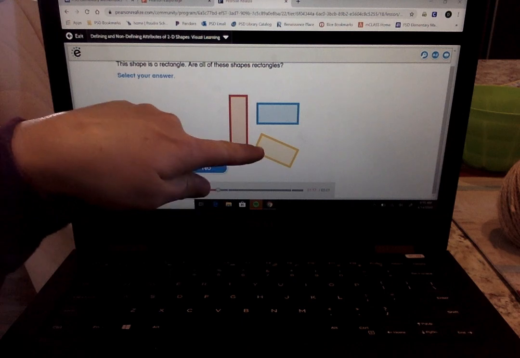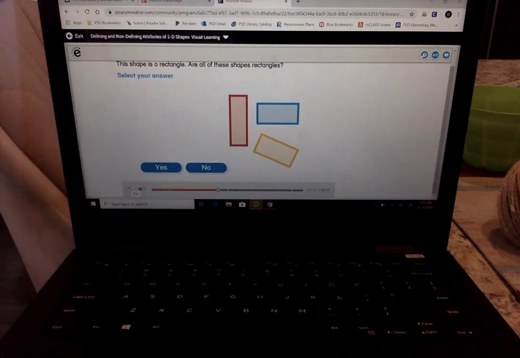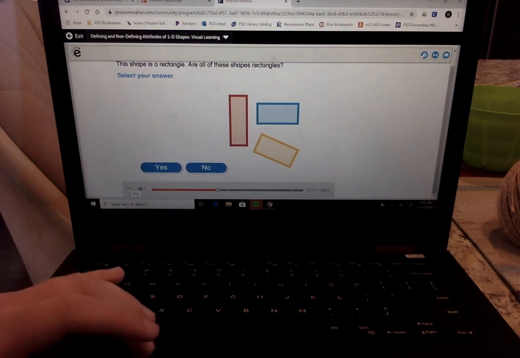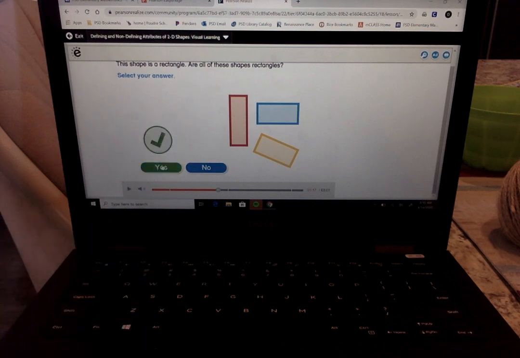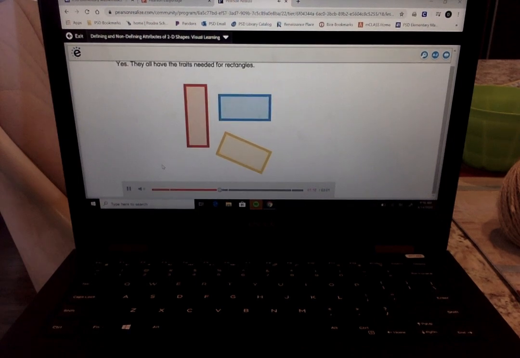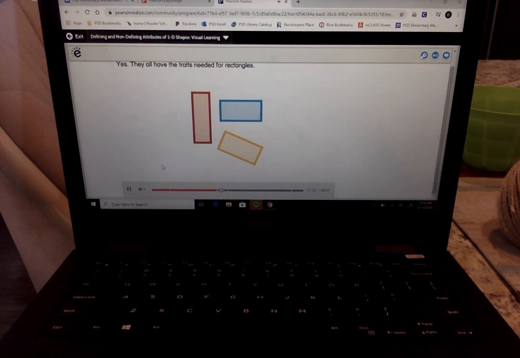they're going a different way. That doesn't matter, but do they have 4 sides, all of them? Do they all have 4 vertices, and are they all closed? If the answer is yes, then all of these are rectangles. Yes, they all have the traits needed for rectangles.